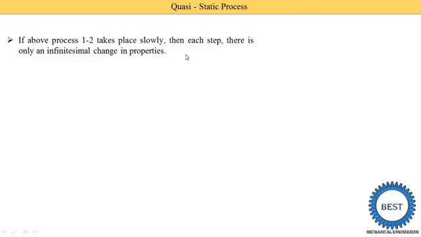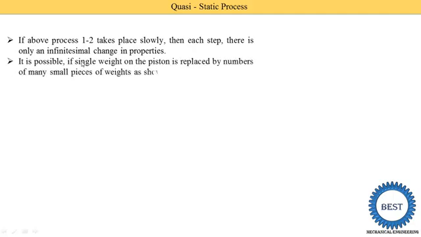Now, if the above process 1 to 2 takes place slowly, whereas the earlier process was very fast, when we removed the weight it suddenly moved, but if we do this process slowly, at each step there is only an infinitesimal change in properties. This is possible if the single weight on the piston is replaced by many small pieces of weight as shown in this figure. So how do we make this process slow? By dividing the weight into a number of small weights.